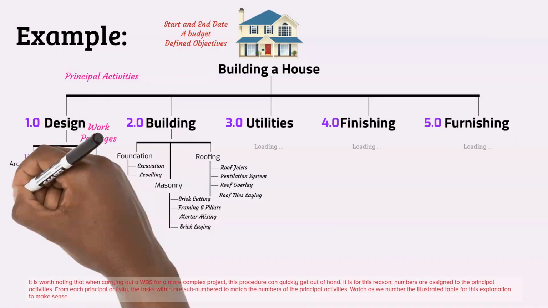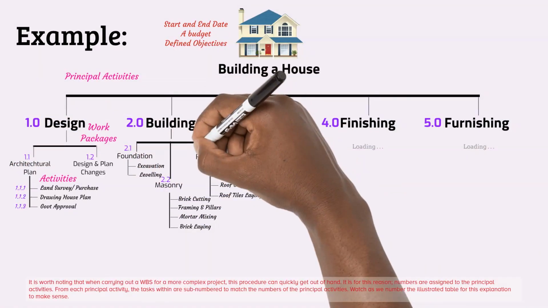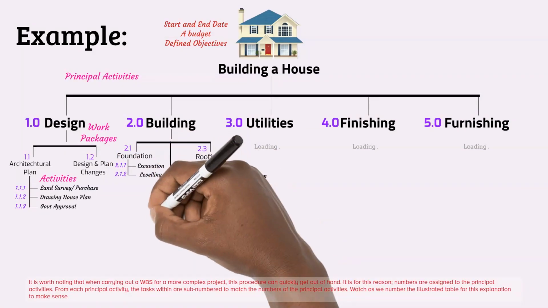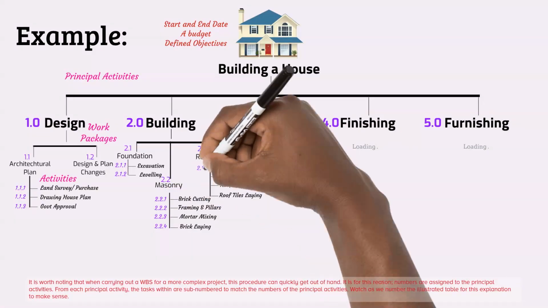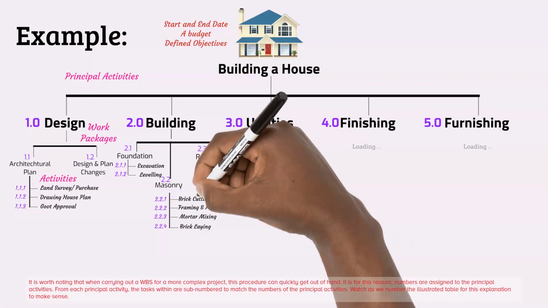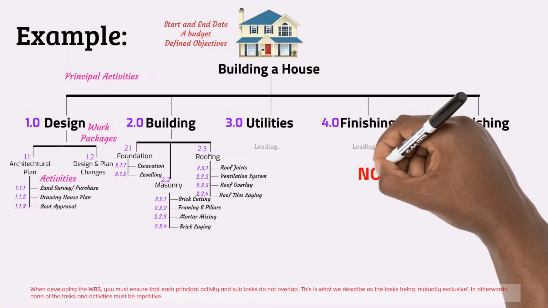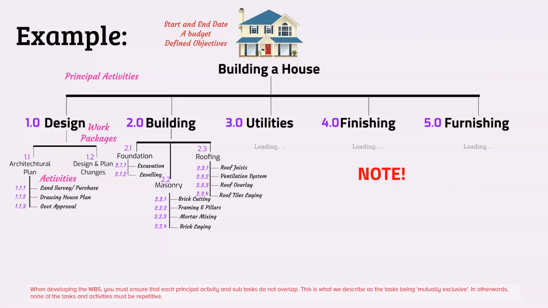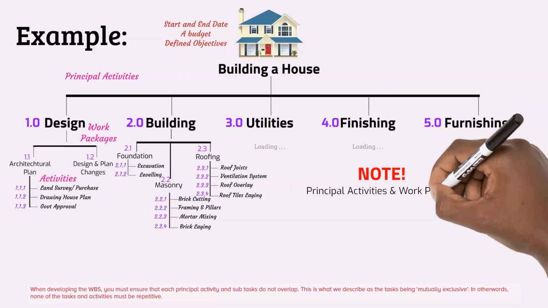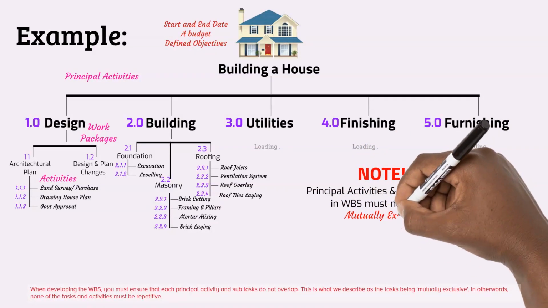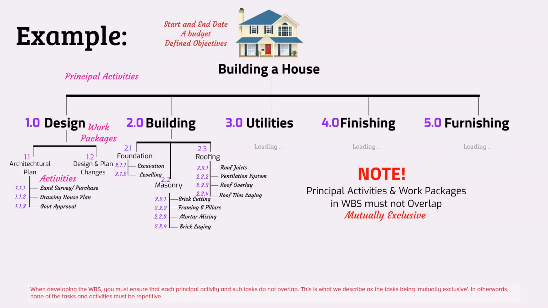It is for this reason that numbers are assigned to the principal activities. From each principal activity, the tasks within are sub-numbered to match the numbers of the principal activities. Watch as we number the illustrated table for this explanation to make sense. When developing the WBS, you must ensure that each principal activity and sub-tasks do not overlap. This is what we describe as the tasks being mutually exclusive. In other words, none of the tasks and activities must be repetitive.